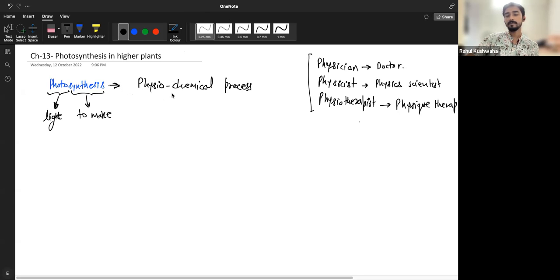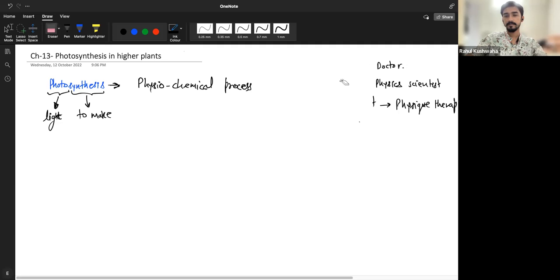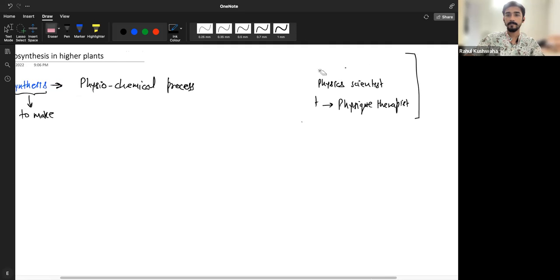Okay. So a physiochemical process makes sense physiologically, but it's a chemical process. It can be explained by chemistry and by chemical formulas and equations. That's why it's called a physiochemical process. Now let me erase this part. I think this part is clear. I can erase this, right? Physician, physicist, and physiotherapist.